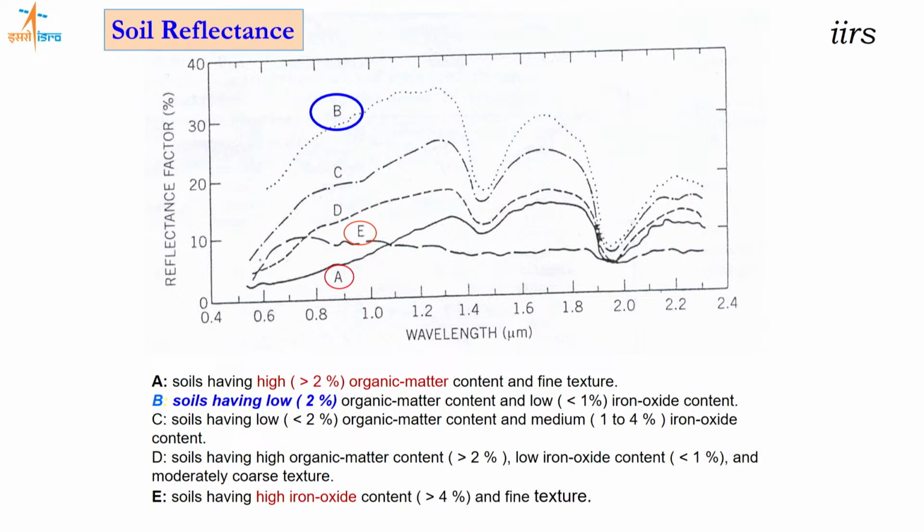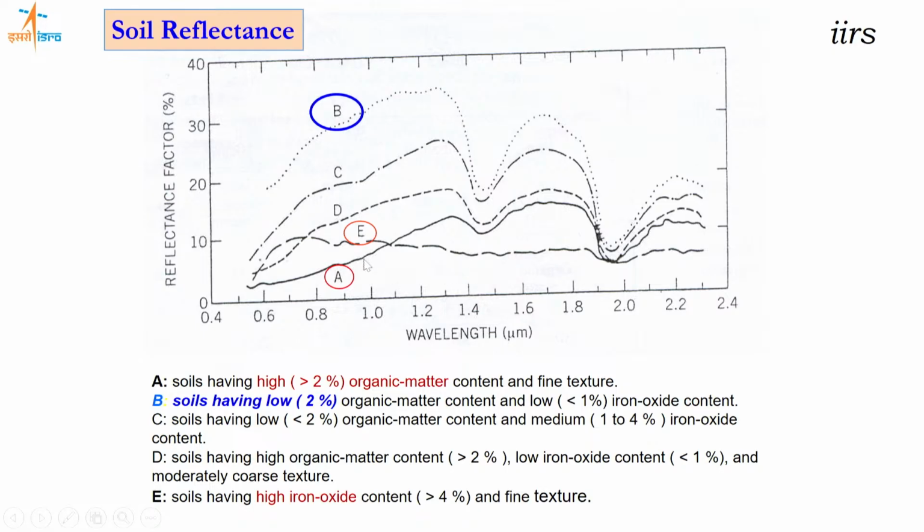Here I am showing the soil reflectance. You see, soil B, having low organic matter content, will give high reflectance. But soil A, which has high organic matter content, will give the lowest reflectance. But you see E, soils having high iron oxide. Initially it will have high reflectance, but after 1.1 micrometer, it will give low reflectance.